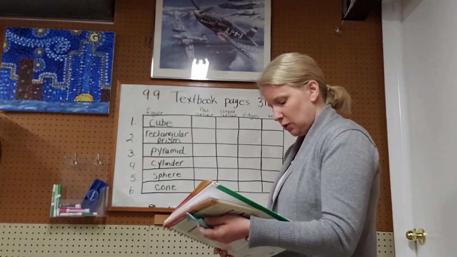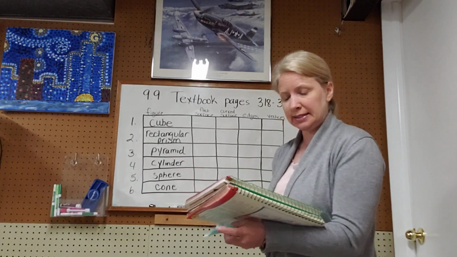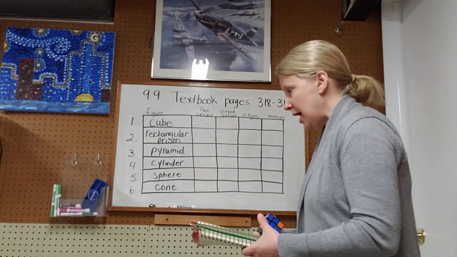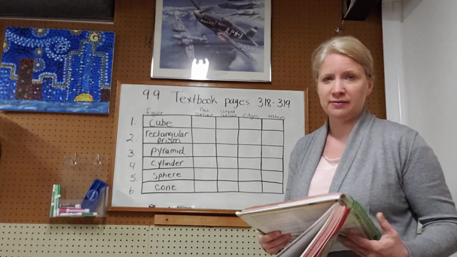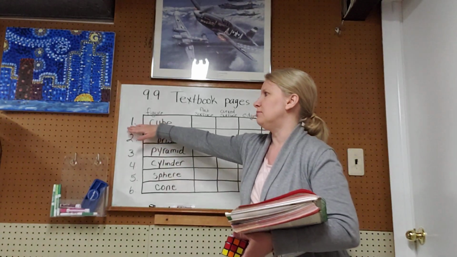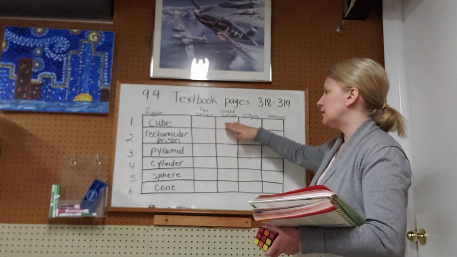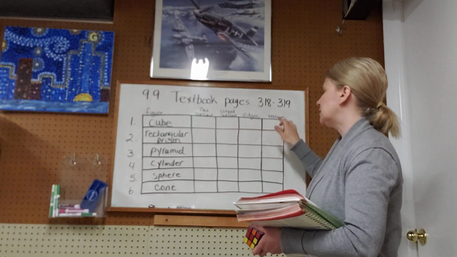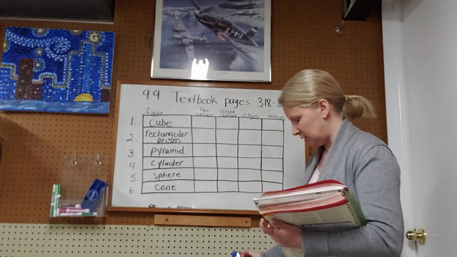Okay, so let's go ahead and look at the chart on page 319, and we'll get started right away. I have made it up here, but on your piece of paper you don't have to make the chart. If you just have your lined paper and you just do number 1 and then write cube, and then you can space out each of these, I think that'll be fine on your paper, so you don't have to make this chart.